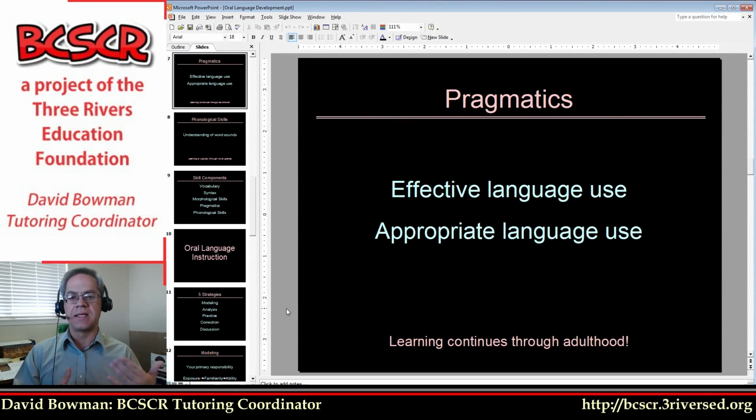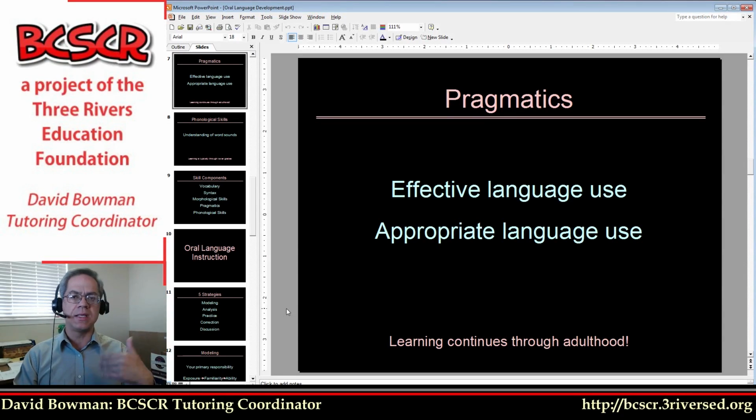The next skill set is pragmatics. In a sense, it's how you get something done with the language. You have a purpose to accomplish, or the author has a purpose to accomplish. Was the language used effectively to accomplish that purpose? And on the flip side of that, is the language use appropriate? Is it the appropriate way to say things or to write things according to the event, context, culture, and so forth?